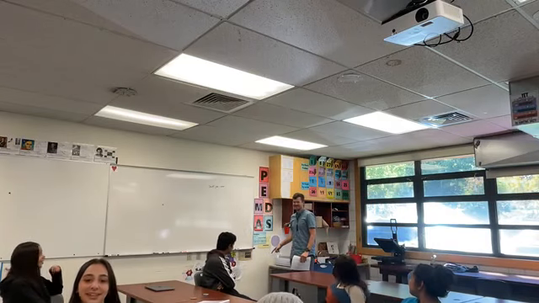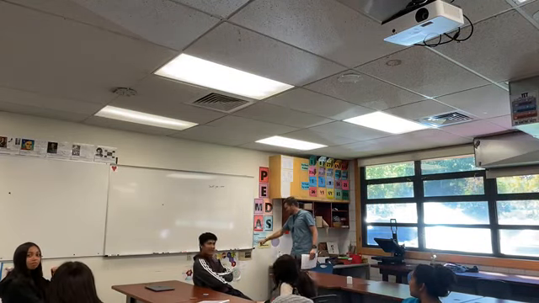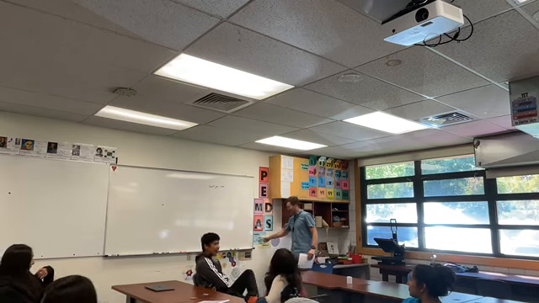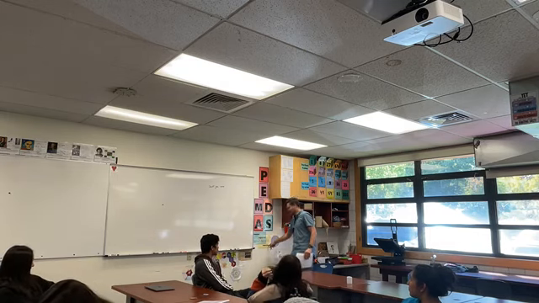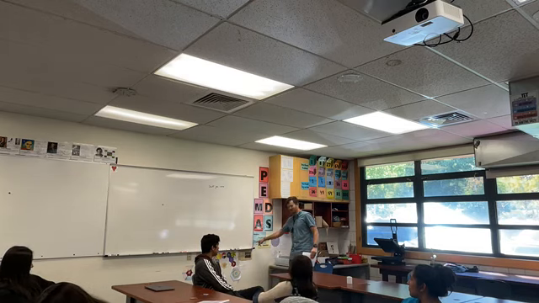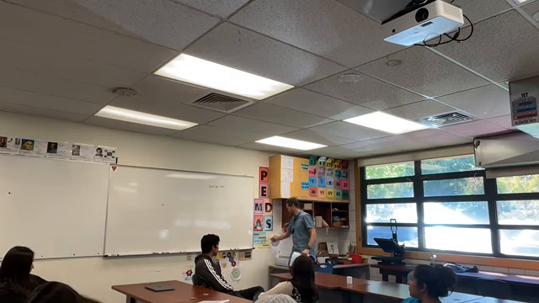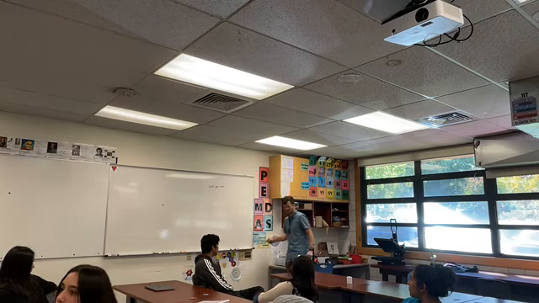A function has some sort of f of x with an equal sign. An expression has no equal sign, and an equation has an equal sign without function notation. So today we're talking about the blue, which kind of mixes with the yellow a little bit, to make a function. All right?